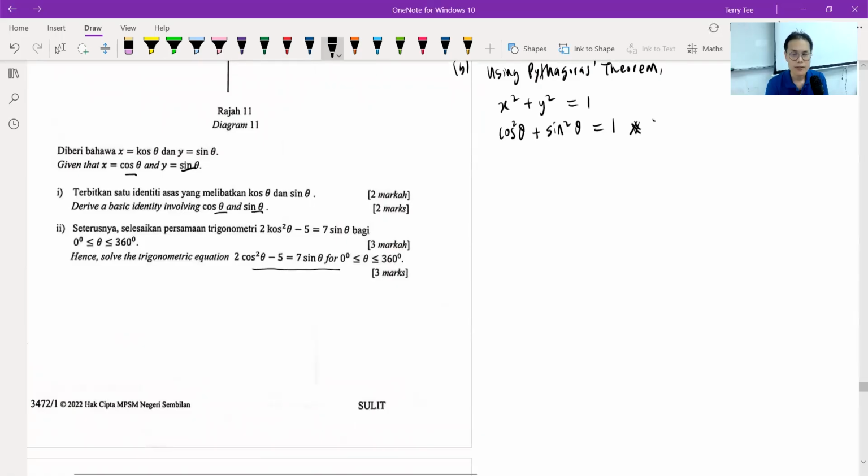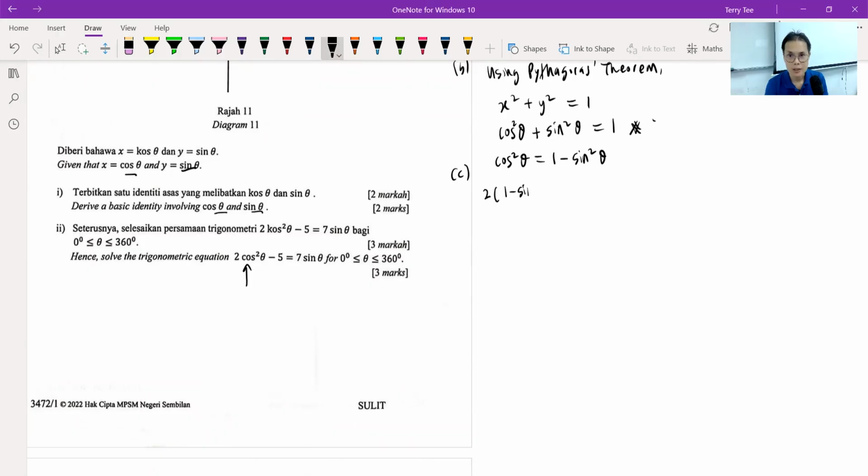So from here, we can see that if you want to solve this equation involving cos square and sine, we can only change the one with square, and the one with square is your cos. Cos square, we make it the subject from the basic identity. Cos square is 1 minus sine square. So I'm going to sub inside here. This is 2 bracket, your cos square is 1 minus sine square theta. Then you minus 5. The result is 7 sine theta.